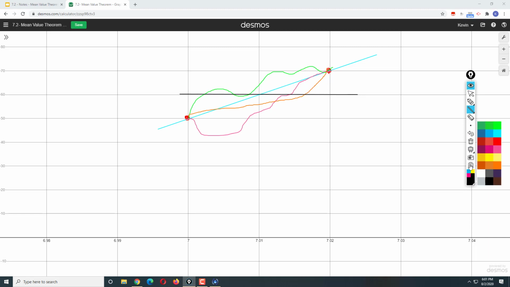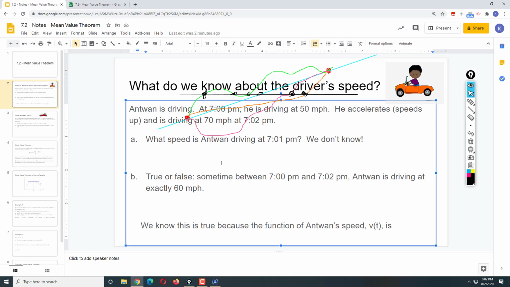And we see that all of the lines that we drew, all of the possible speeds of Antoine, must be at 60 miles per hour at some point. In fact, it can pass through 60 miles per hour many times. But it must pass through 60 at least once. So true or false? Going back to our question, sometime between 7 and 7:02, Antoine is driving at exactly 60 miles per hour. That's true.